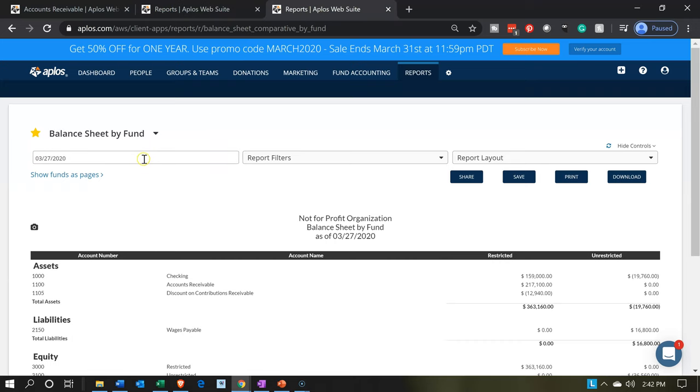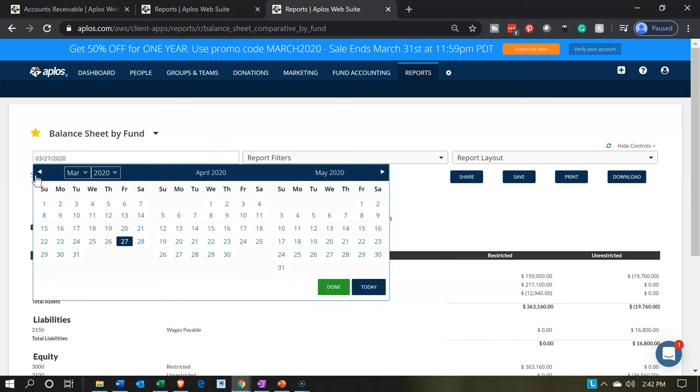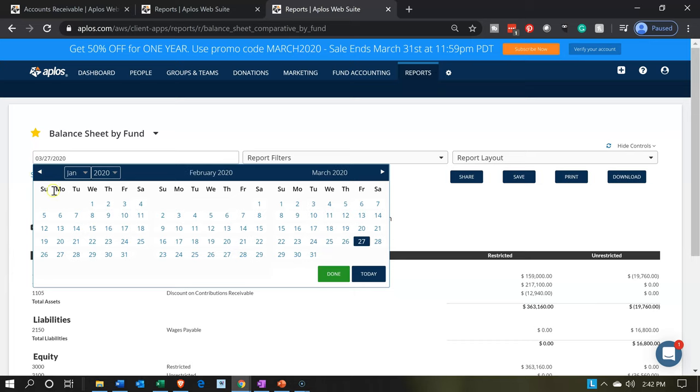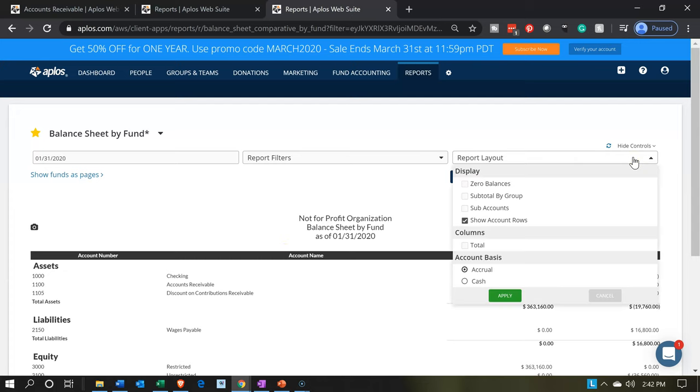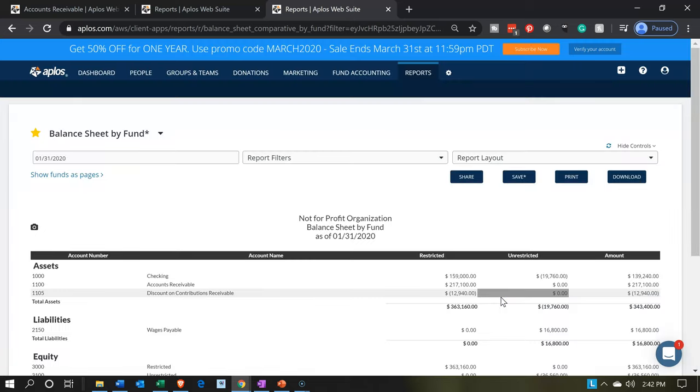We're going to change our dates. We're going to select the drop down on the dates. We're going to go back on over to January 31st. So there we have that. And then I'm going to go to the drop down up top. I like to have the total column here for us. So I'm going to select, please show me the total column. So now we've got the total column.